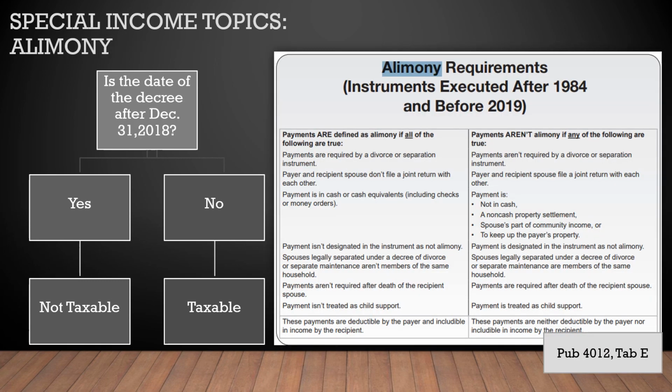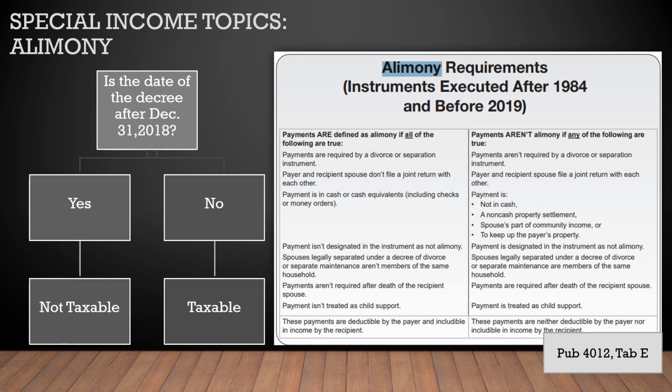Our second special income topic is alimony. And as we talked about in the excluded from income slide, if the divorce decree is after December 31st, 2018, then that alimony is not taxable to the recipient. If the decree is before that, then it generally will be taxable to the recipient.